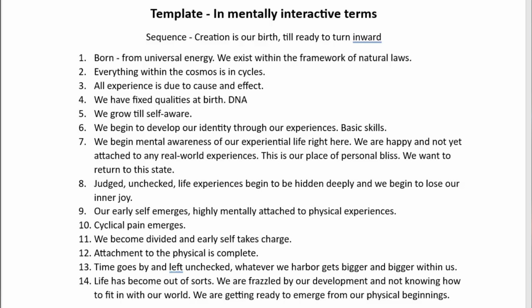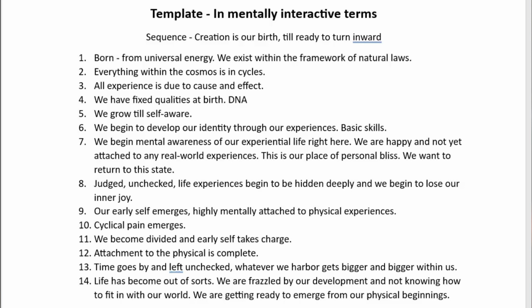We exist within the framework of natural laws. Number 2, everything within the cosmos is in cycles. That's the planets. All experience is due to cause and effect. There's the plants giving birth to plants from seeds that give plants to birds of the same seeds. We have fixed qualities at birth in our DNA. God named things to begin with. We grow till we're self-aware. We are naming things now.